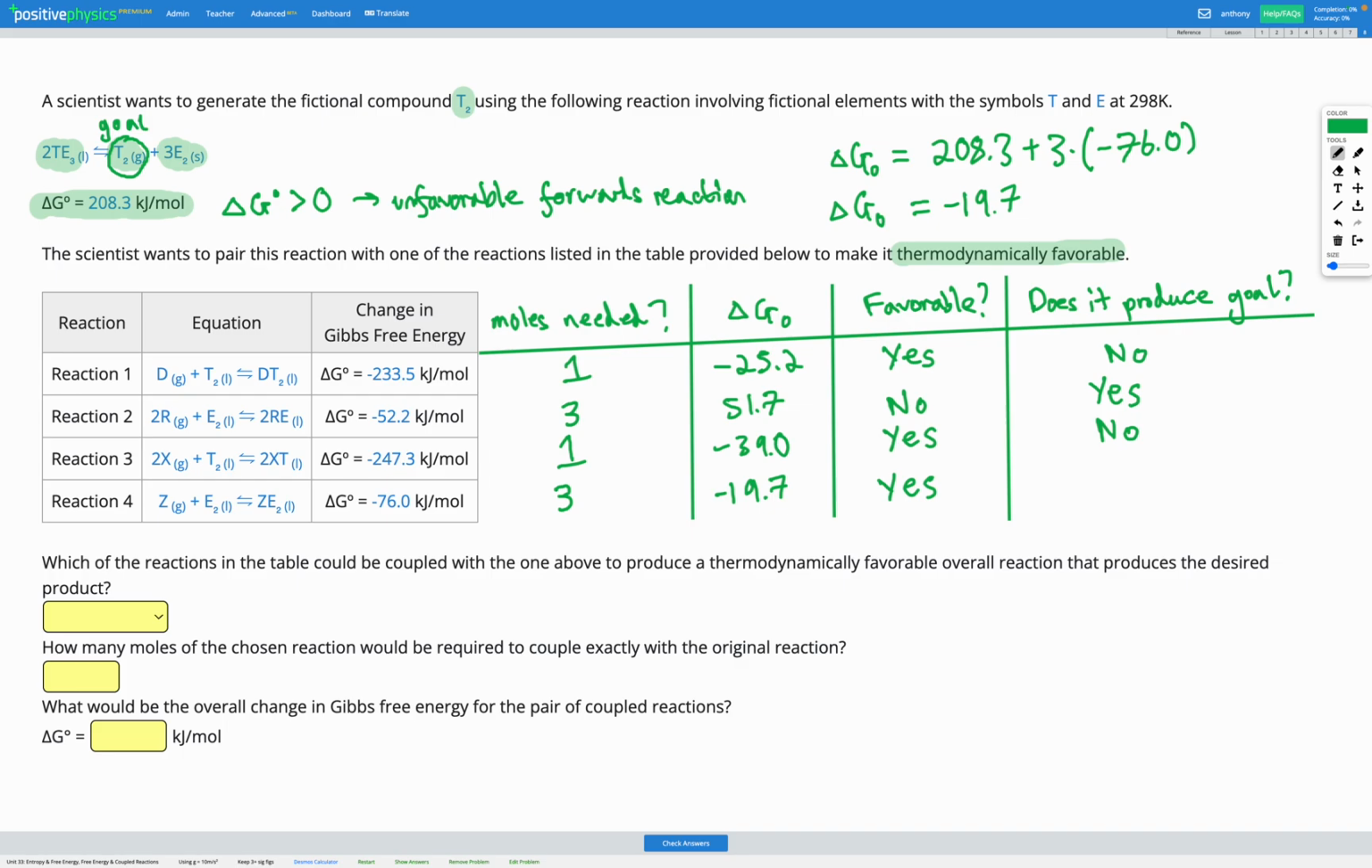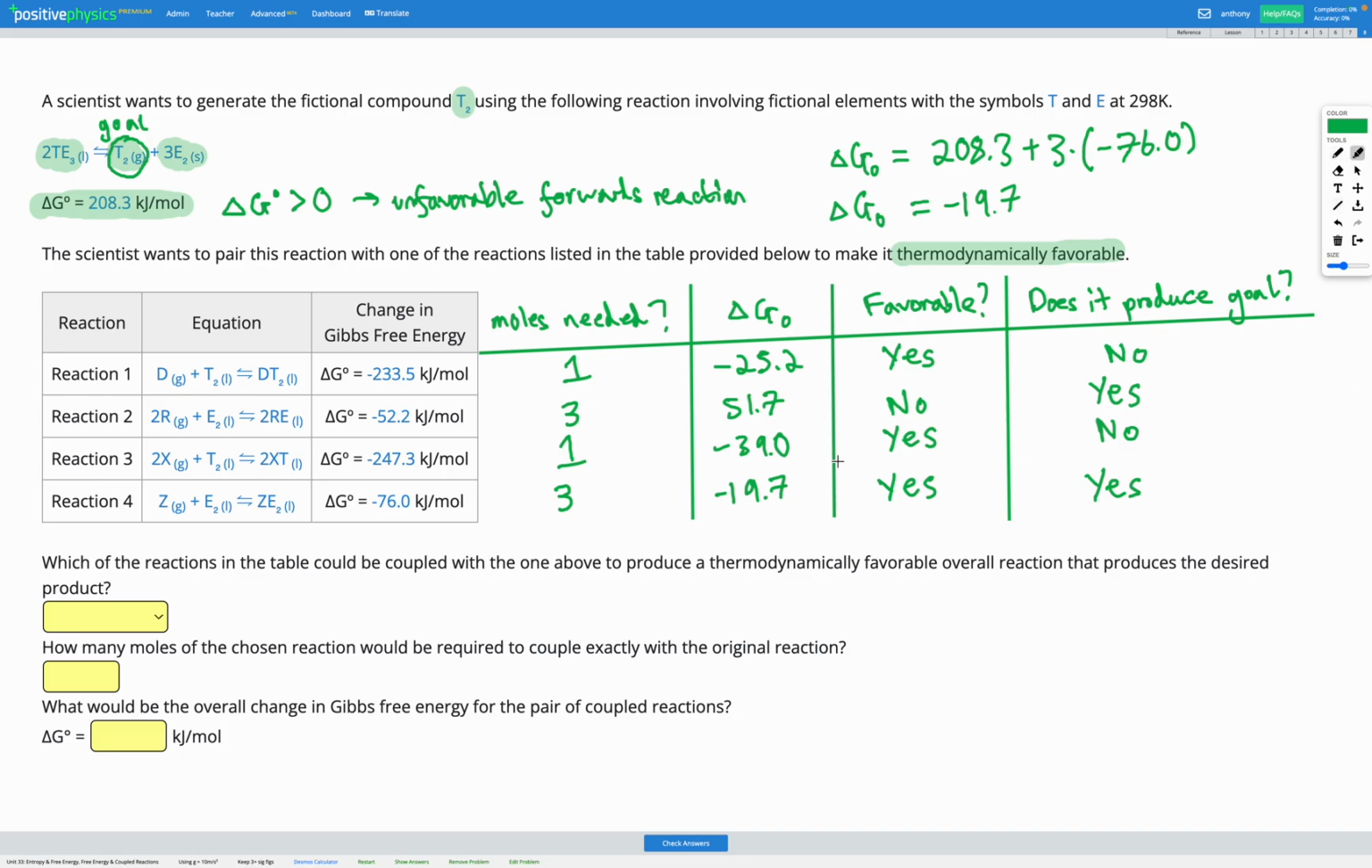Lastly, we need to look, does it produce our goal? So our goal compound is T2. Reaction 4 uses up the E2 produced in our original equation. It doesn't use up the T2. That means our T2 will still be there. So yes, this produces our goal reaction.